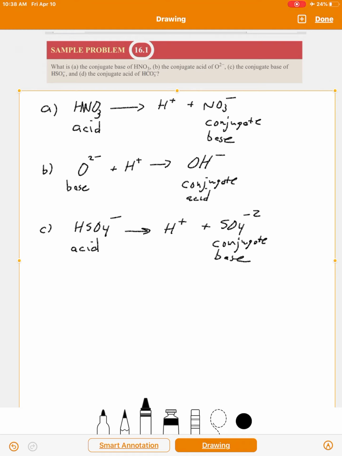base. Okay, and then D, it says, what is the conjugate acid of HCO3 minus? They want the conjugate acid, that means this one is a base. So if it's a base, it gains an H+. If you gain an H+, now you have two hydrogens, and the charge is going to change from -1 to 0. So this would be the conjugate acid. Okay, there you go.